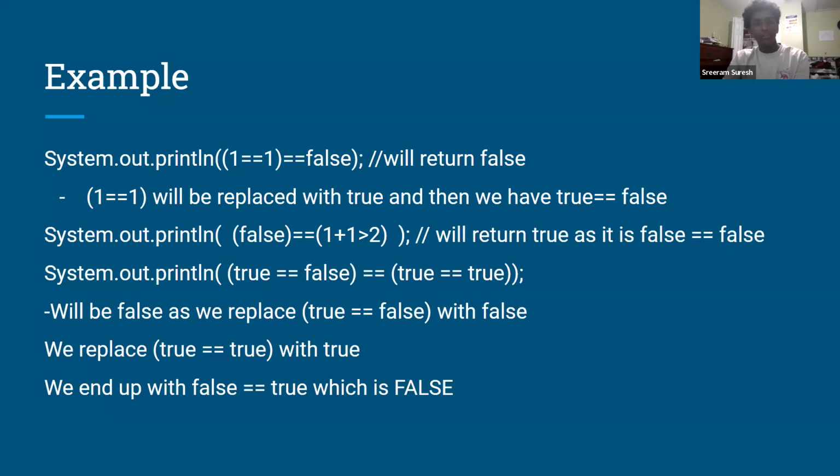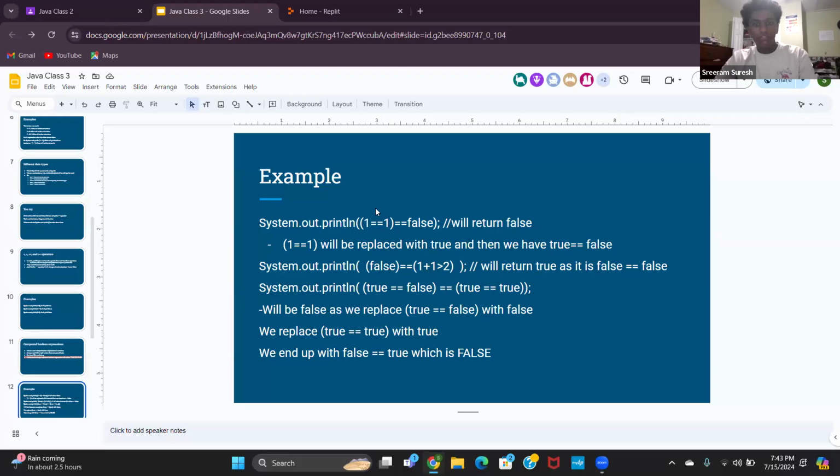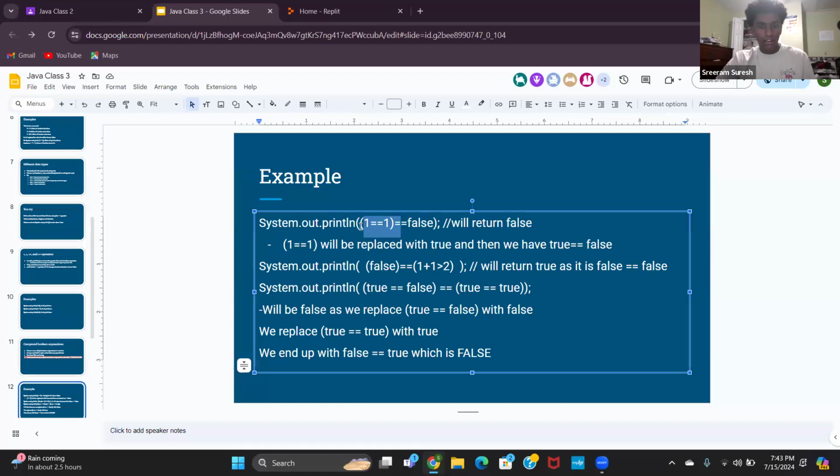So let's look at some examples. Let's look at this first top example right here. We have 1 is equal to 1, parentheses, is equal to false. That might look a little bit confusing, but let's just go through it. Let's look at the parentheses first, which is this line of code right here. We have 1 is equal to 1. That's obviously true because it's the same value. So you should think about it like this: if we delete this and put the word true, we're left with true is equal to false. That's obviously false. So this line of code will just return false.